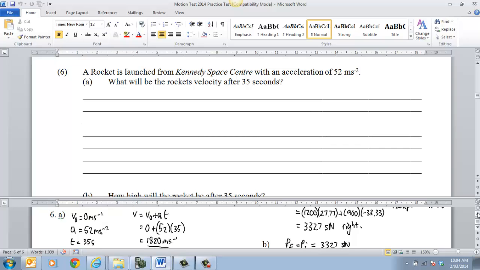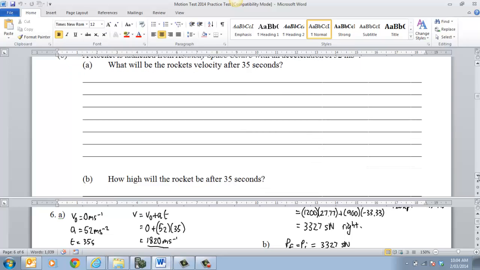Again, make sure you label what you do know. Initial velocity 0, we know acceleration, we know time, and then find out what final velocity is going to be. So the formula you're going to use is v equals v0 plus at. So therefore, it's going to go at 1820 metres per second, quite quick. Right, so that's the first part, part A.